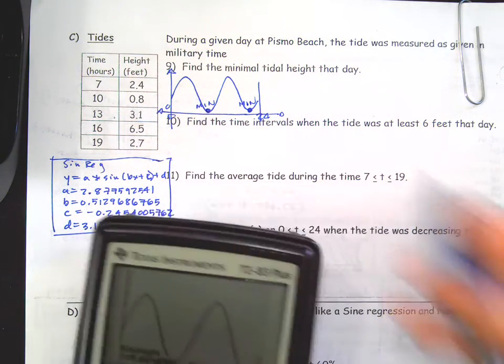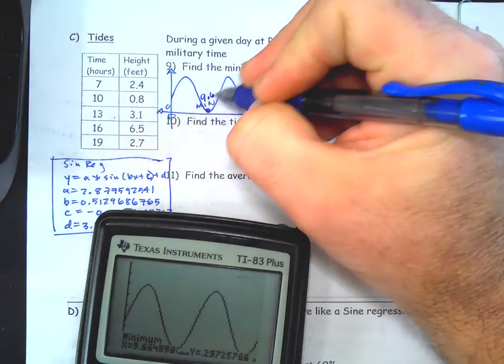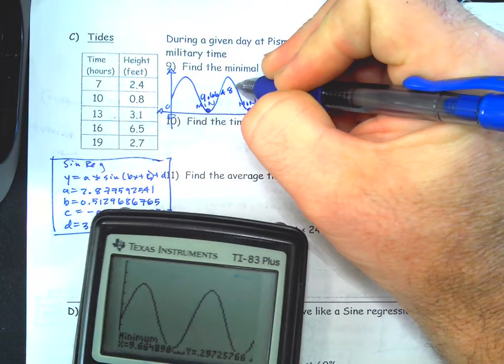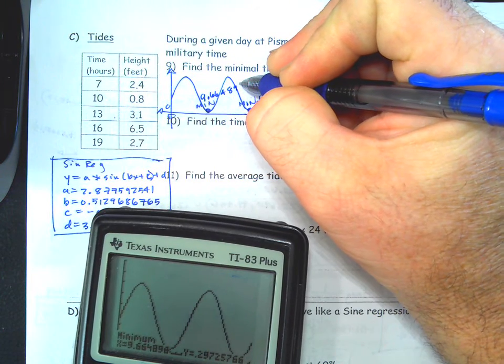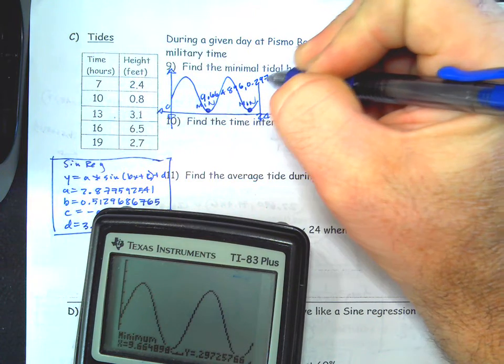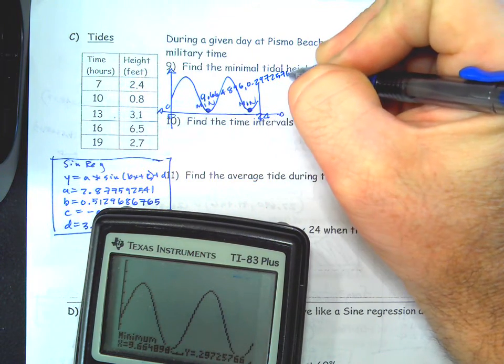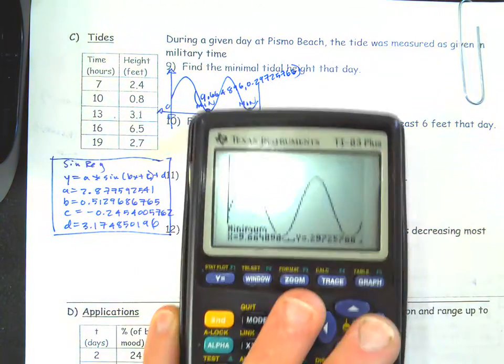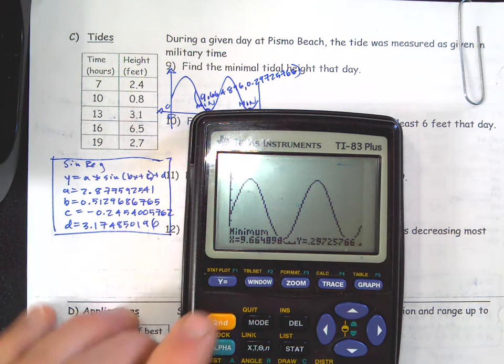It is 9.664896, comma, 0.297257766. Okay, so write that down. Next one.